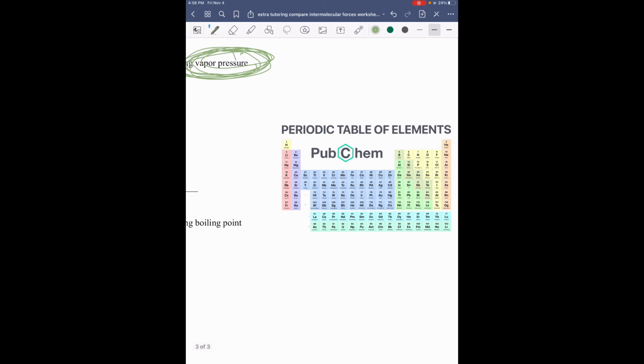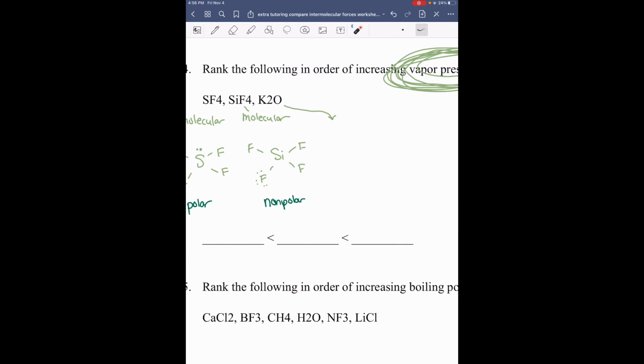If we look at our periodic table, where's potassium? Potassium is over here, K2O. This is going to be an ionic species.